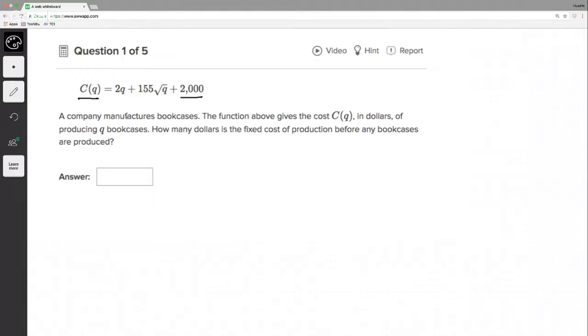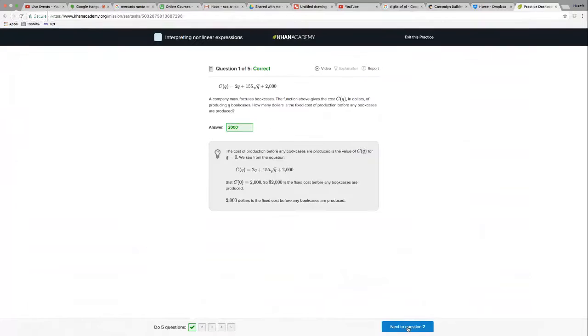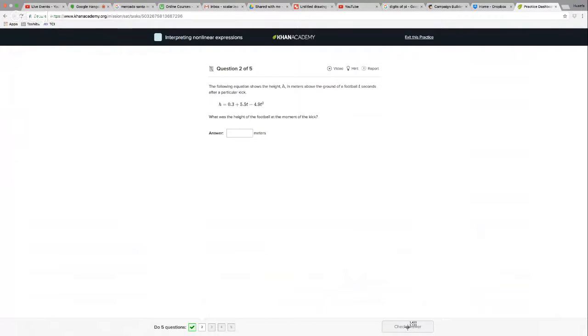We can prove that by thinking, when we don't produce any bookcases, we would plug in a 0 for Q. This guy would go to 0. This guy would go to 0. The cost would be whatever remains, which would be this guy. So our answer is pretty straightforward. It should just be 2,000. Let's enter that and make sure we are on the right track. And we are indeed.